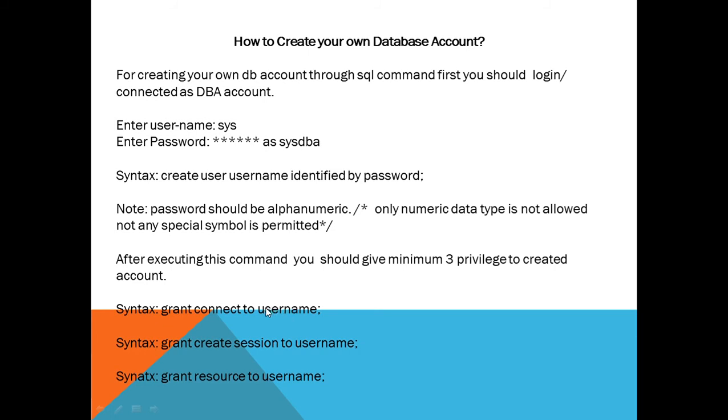In place of username, write the username you entered earlier. Suppose you have entered create user Ram identified by Ram123. Then grant connect to Ram. Then grant create session to Ram. Then grant resource to Ram.